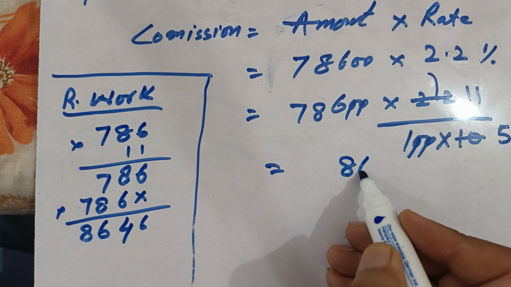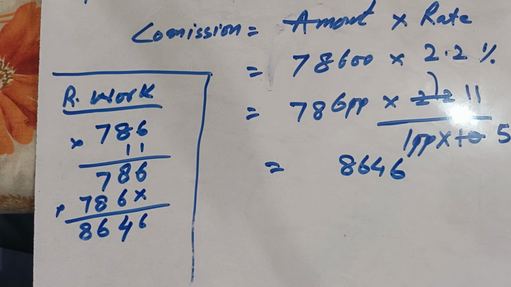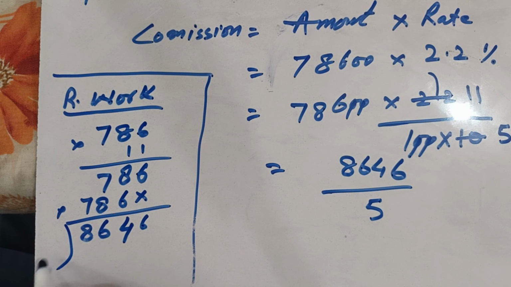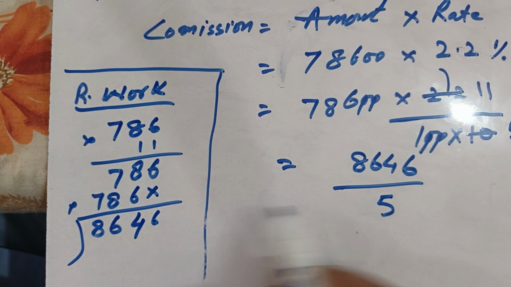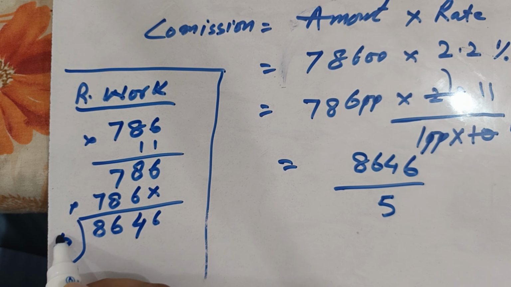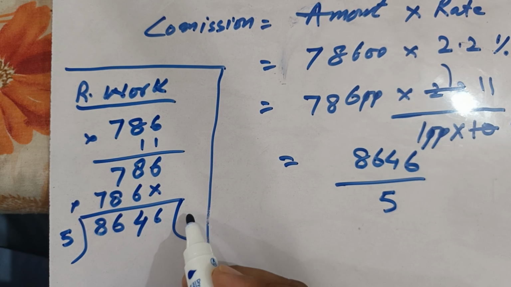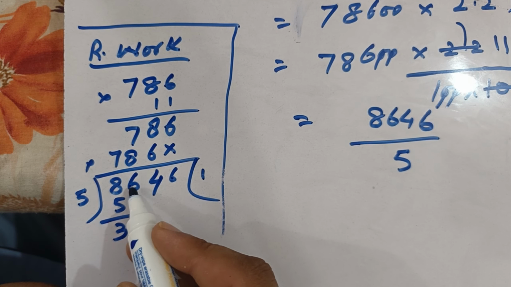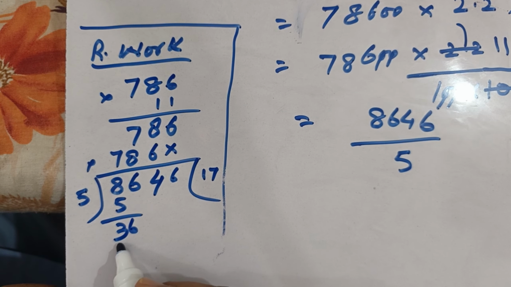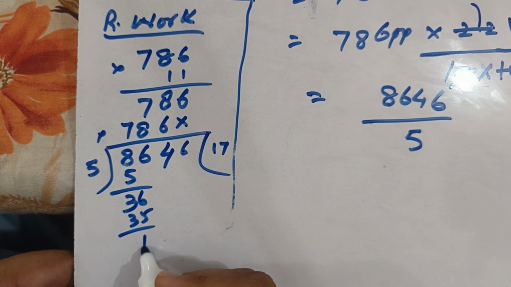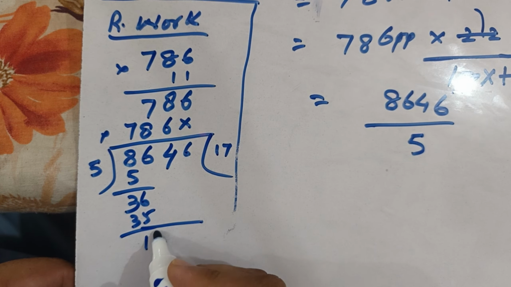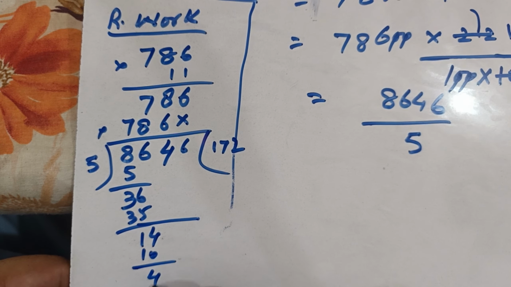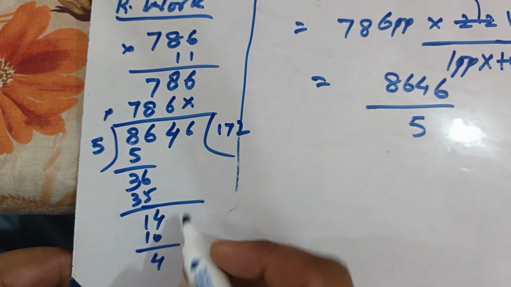8646 divided by 5. So here I am going to divide it by 5. 8646 divided by 5. So I am dividing it. 5 ones are 5, 3. 6, 5 sevens are 35. This is 1. Now it is 4. 5 twos are 10. 4. We will put down 6 here.